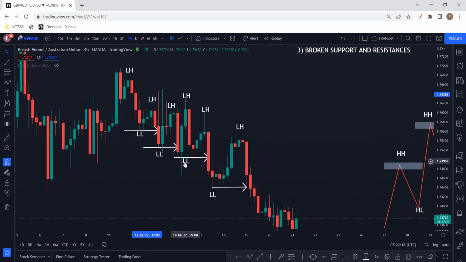Price breaks below the previous lower low. You wait, you cannot sell. That's not the best time to sell. You wait for that pullback. Once price gives you the lower high, then you get in on the sell. So you are only looking to sell at lower highs. So you get in on the sell here.